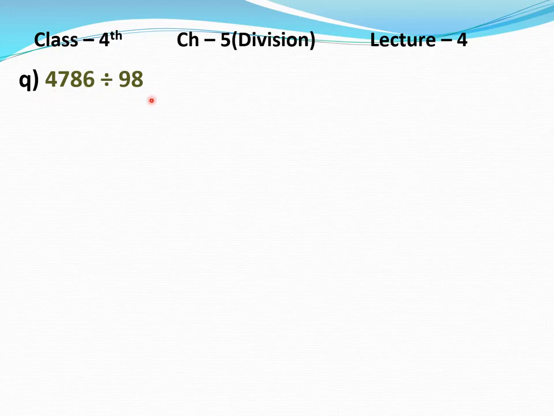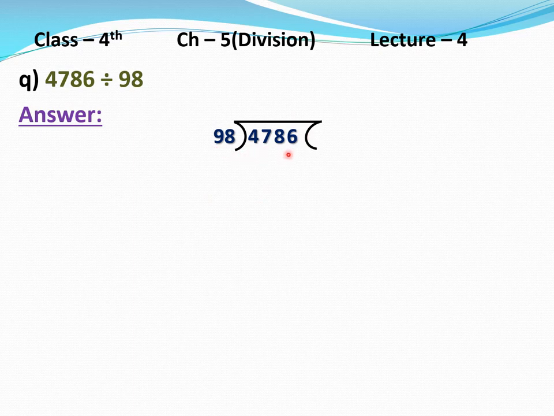4786 divided by 98. Write down the answer. Make a sign like this. Write 98 here and write 4786 here. Now see, 98 is a 2-digit divisor, so we will take only the first two numbers in the dividend, that is 47, but 47 is less than 98. So we will take one more number, that is 8.